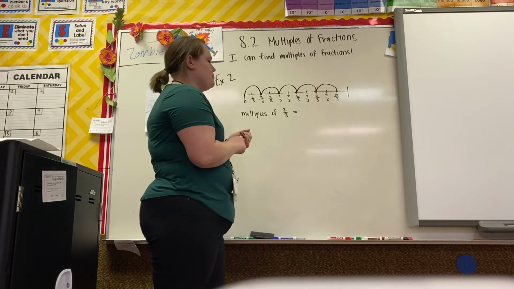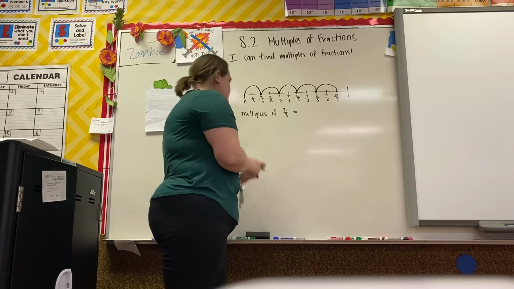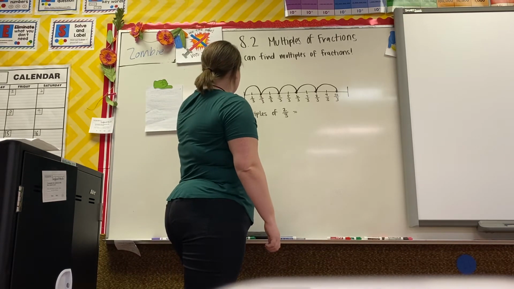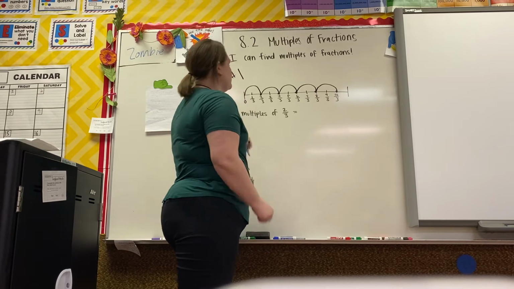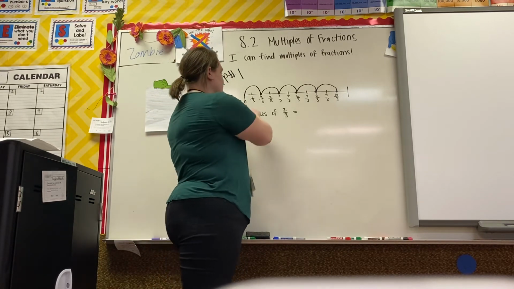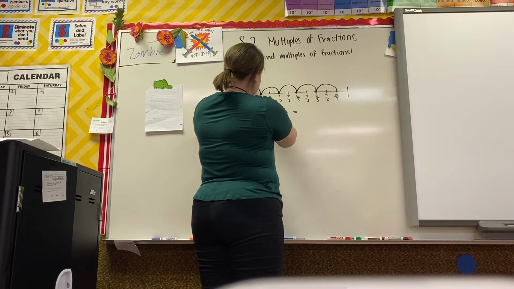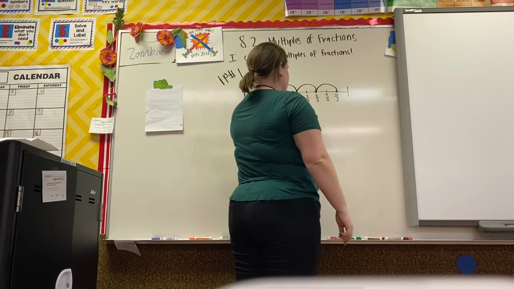So pause. This is our pause problem number 1. So pause the video, try it out, and then see if you got it right. But I'm gonna keep going, okay? So I can see that I've jumped once. So that would be like 1 times 2/3, and that gets me 2/3.